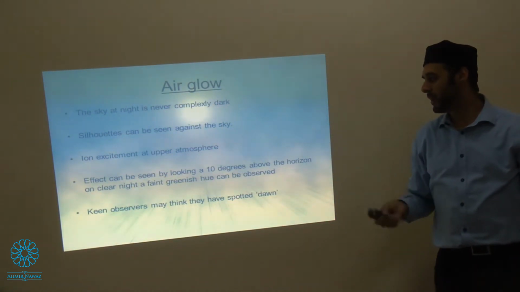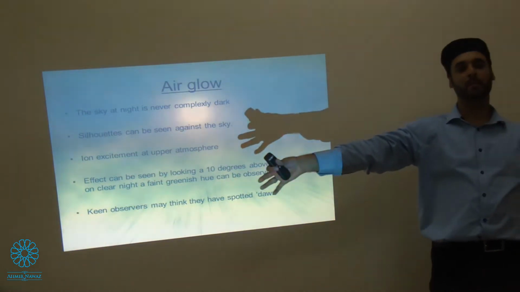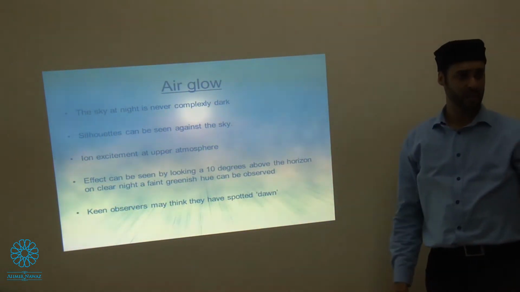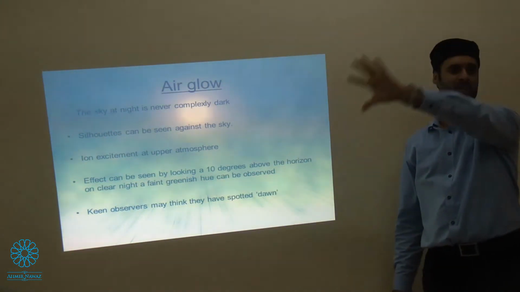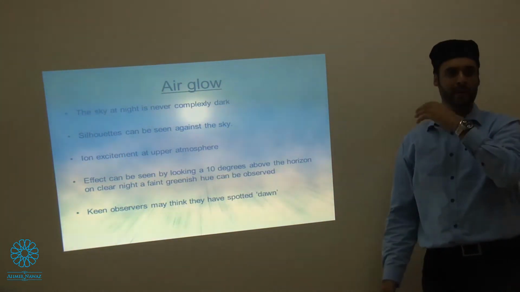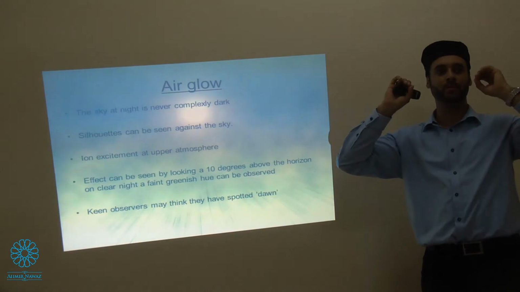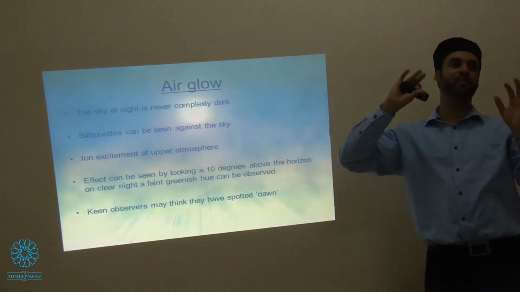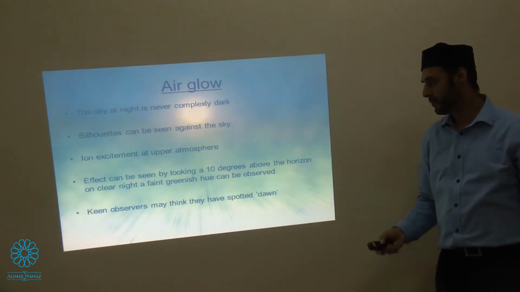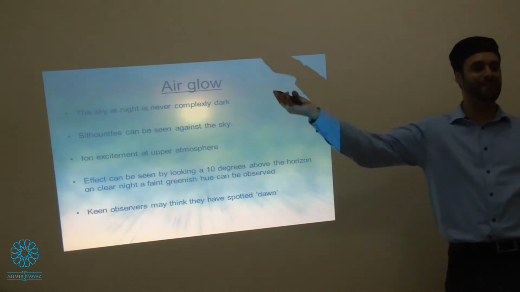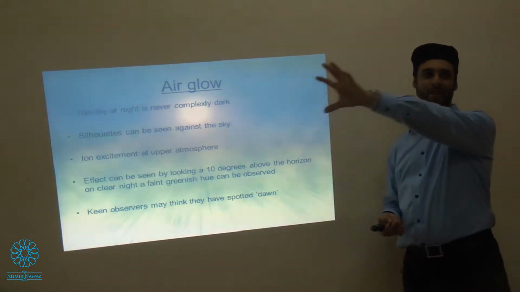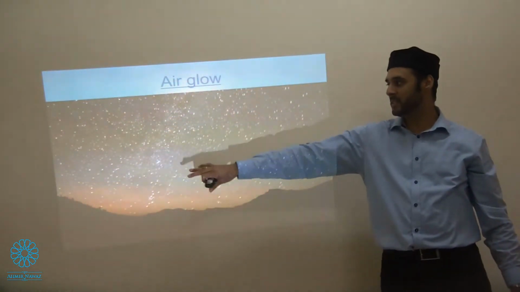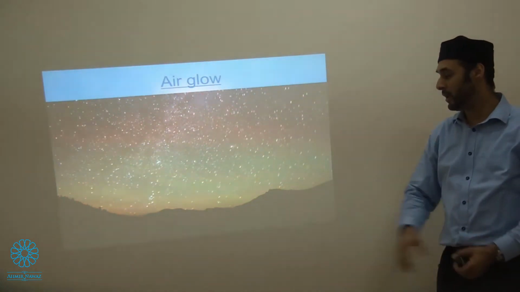Effects can be seen by looking 10 degrees above the horizon. You remember I mentioned, look 10 degrees above the horizon, and if you had a truly dark sky, you'd see a difference in the color of the sky, a slight, very faint difference. When I talk about these colors, by the way, don't expect them to be super bright like you see in photography. You're talking very bland, very faint differences. Keen observers may think it's the time for Fajr because, oh look, we can see a greenish hue. This is night glow, air glow.